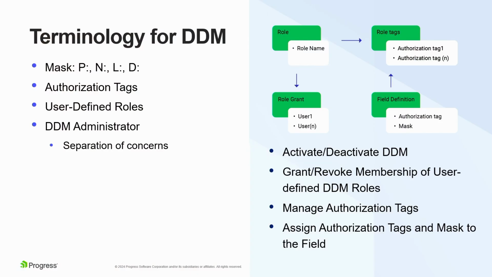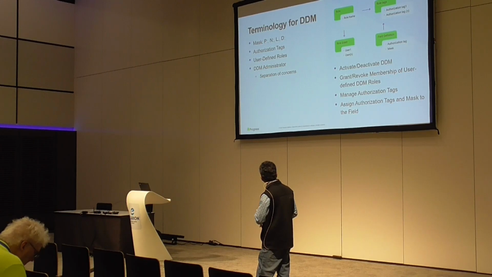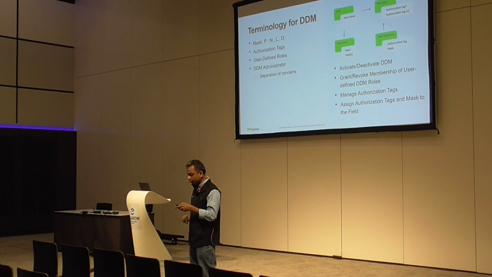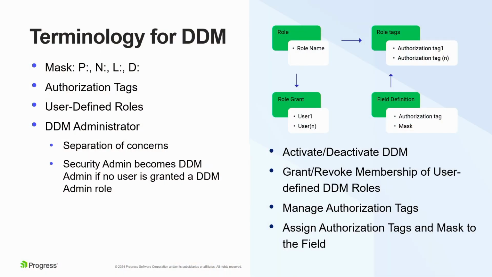And these are the various operations that DDM admin will do. It will activate, deactivate DDM, grant and revoke membership. So users need to be assigned a role. So those grant and revoke of a membership, managing a tag, creating this tag and assigning it to the field. And the last is linking all these things together. So all these things are done by the DDM admin. If you don't have a DDM admin in the system, then by default, security admin is your DDM admin.